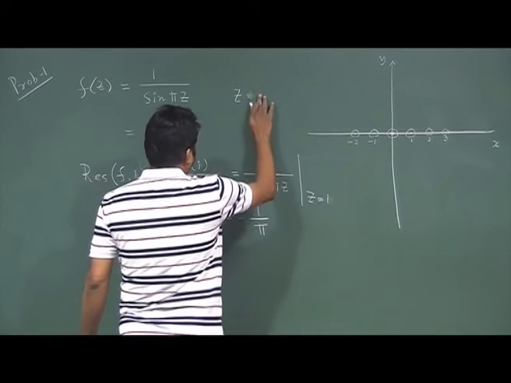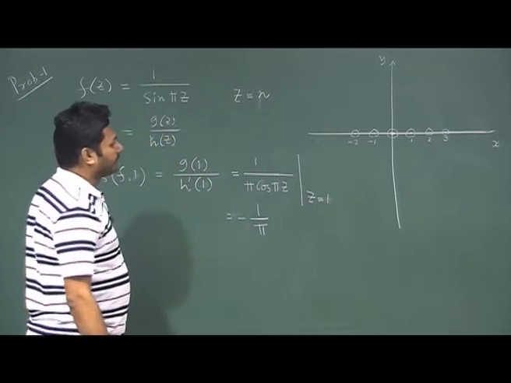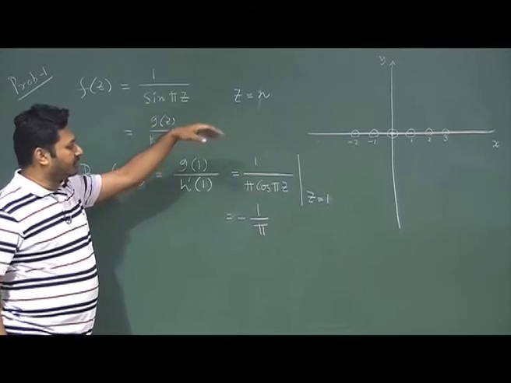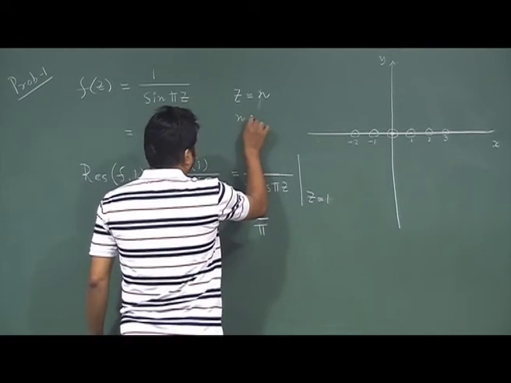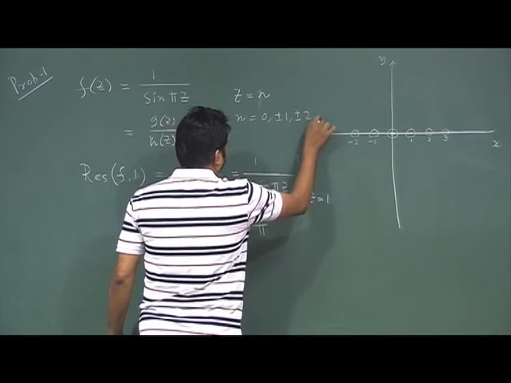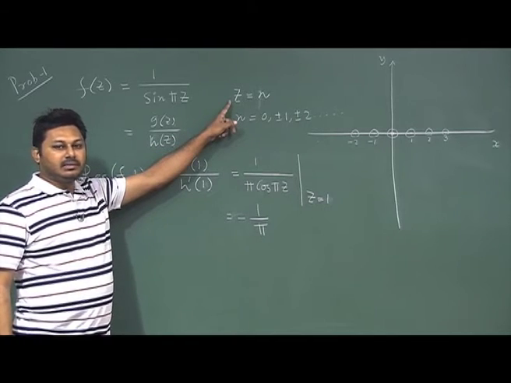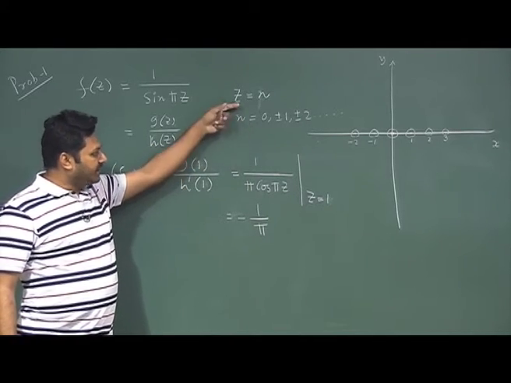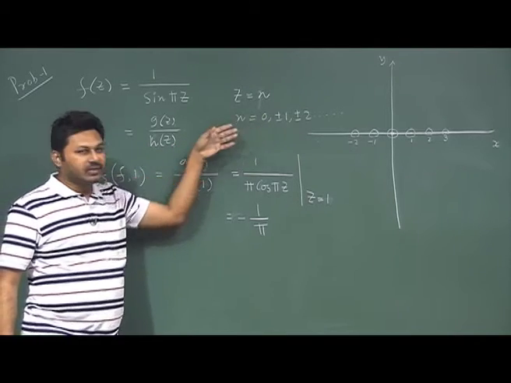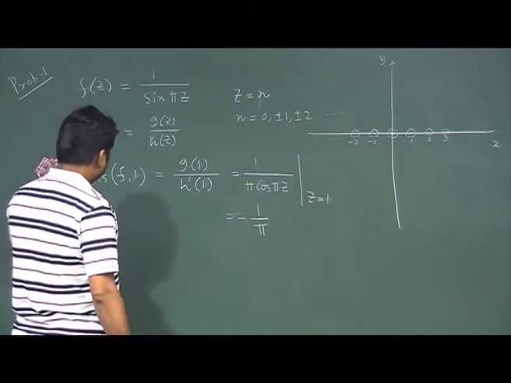The singularity lies at all z equal to n points, where n is 0, plus minus 1, plus minus 2, 3, 4 and so on, integers. So this is the general singularity I have. I am taking the general one. In that case, how to tackle these things?